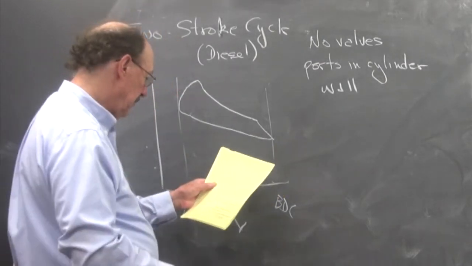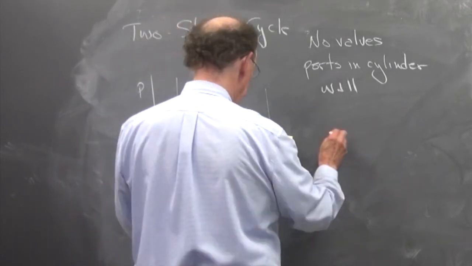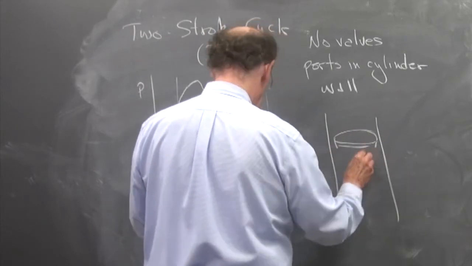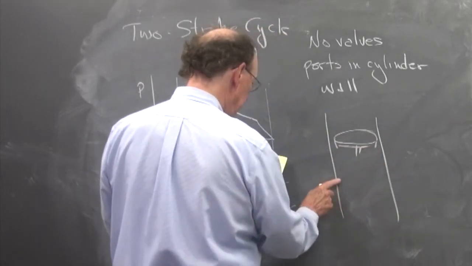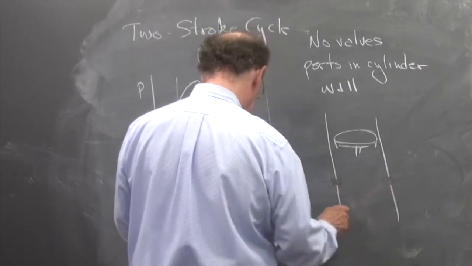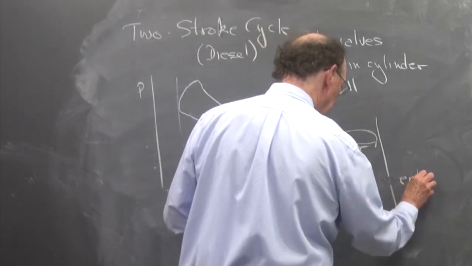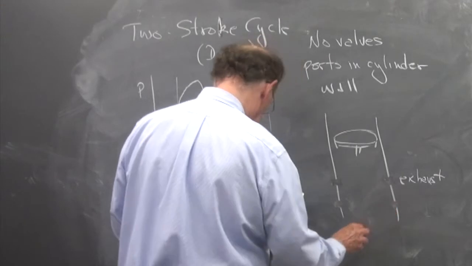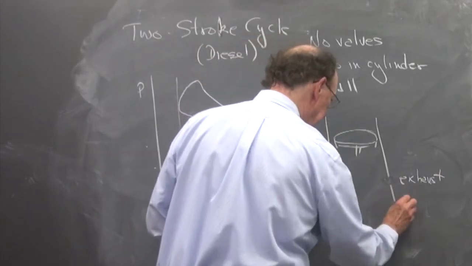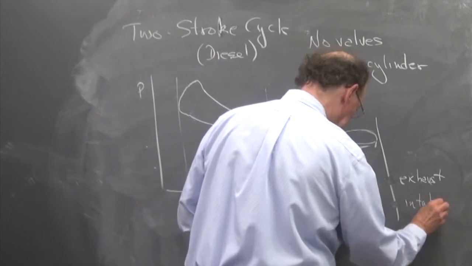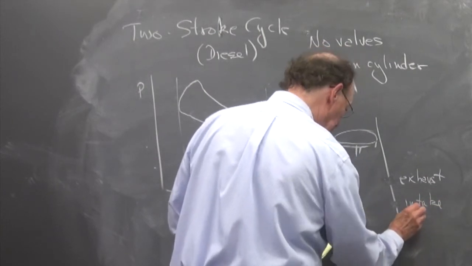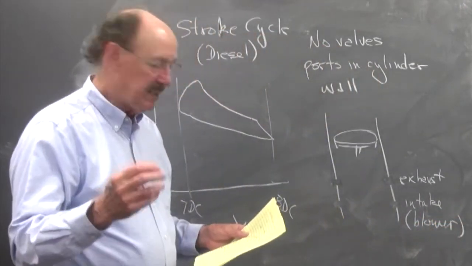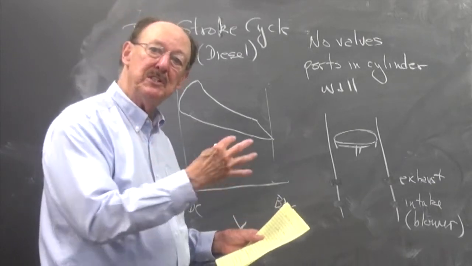And if I do this, I have the piston, I'm going to have the exhaust ports, this will be the intake, and usually there's a blower here. Usually with the intake there's a scavenger air blower, so it pushes the air in.